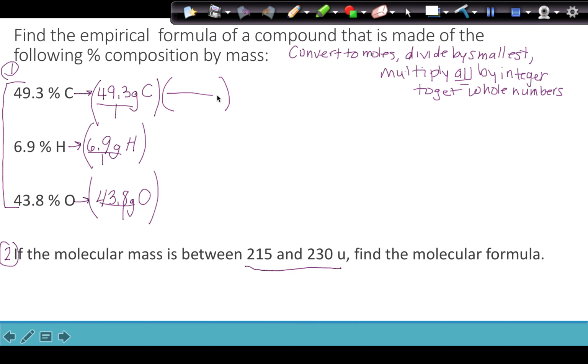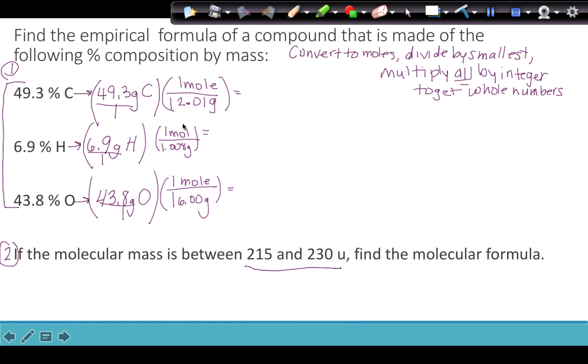So I have 49.3 grams of carbon. Again, I'm going to multiply by 1 mole over the gram formula mass of carbon to get the carbon to moles. 6.9 grams of hydrogen, multiply by 1 mole over the gram formula mass of hydrogen. And for oxygen, I'm going to multiply again by 1 mole over the gram formula mass of oxygen, because the subscripts in formulas are mole ratios. If we're in percent, we change it to grams and we go to moles.